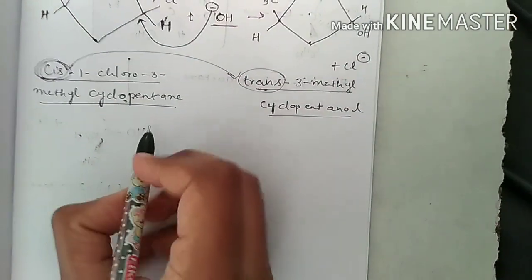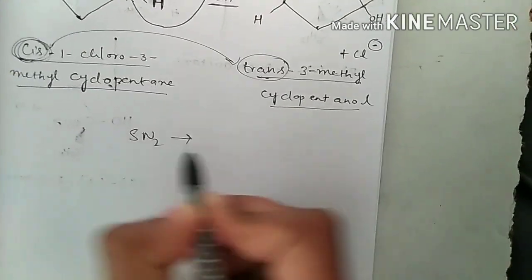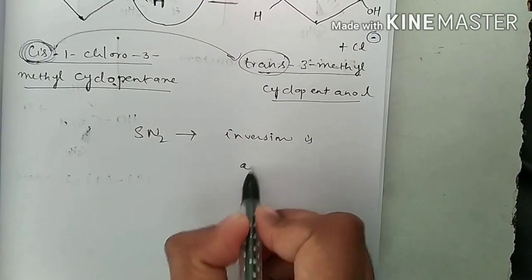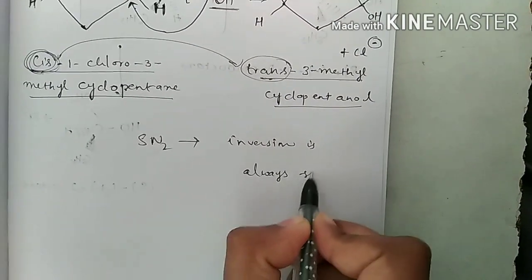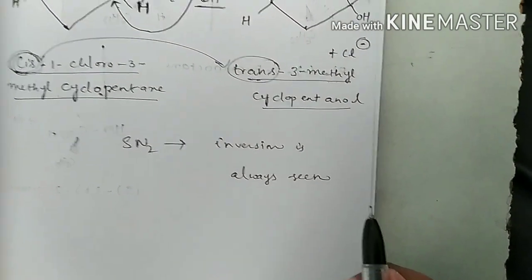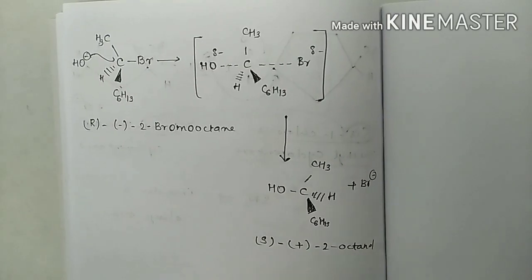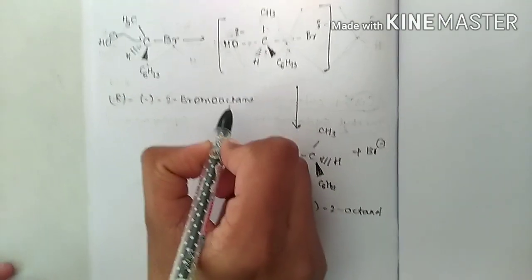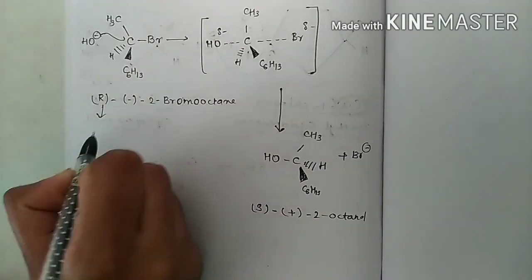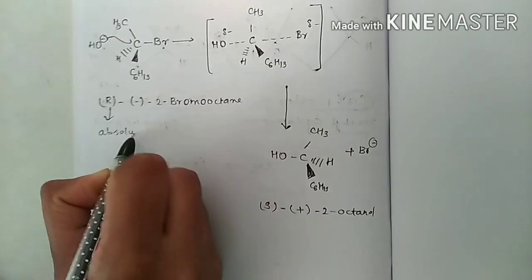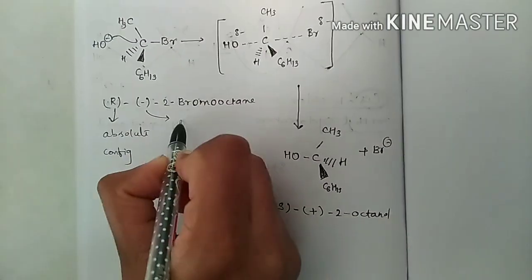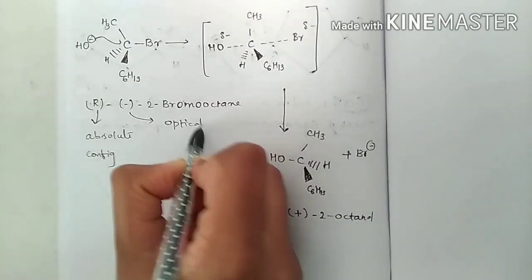So it is important to note that in an SN2 type of reaction, inversion is always seen. That is, the product is always inverted. Here is another example. This is R minus 2-bromooctane. Here R represents the absolute configuration and minus represents the optical rotation.